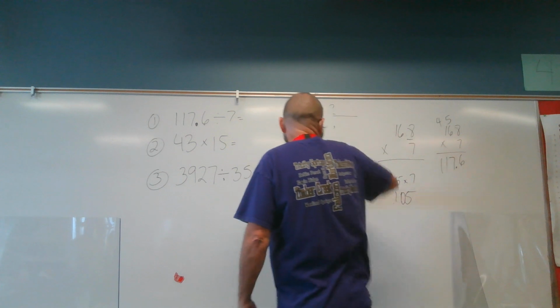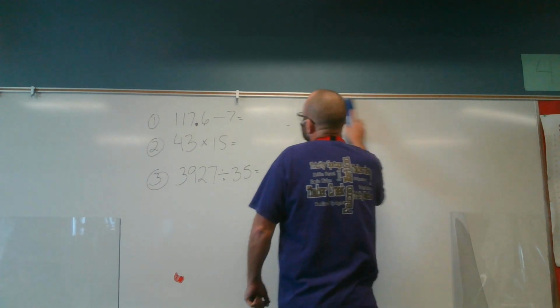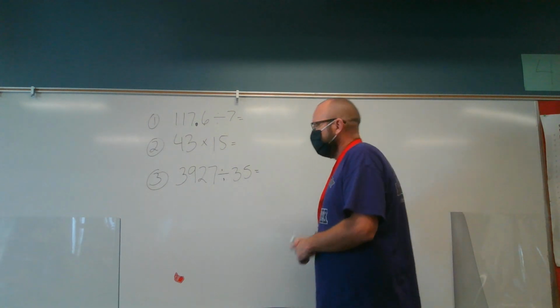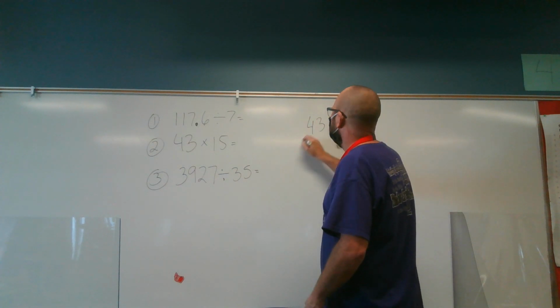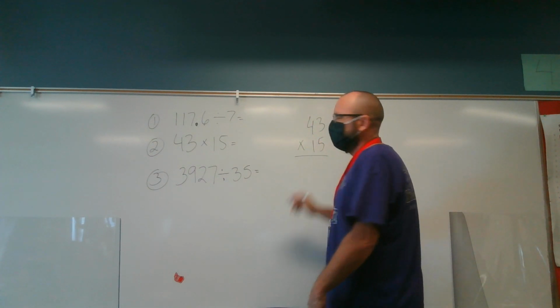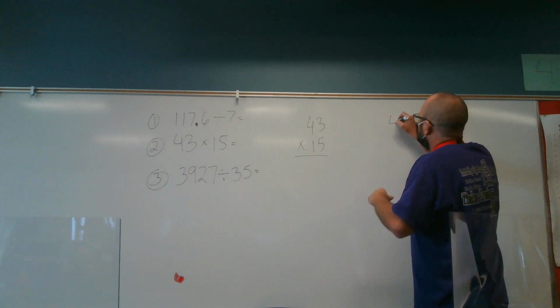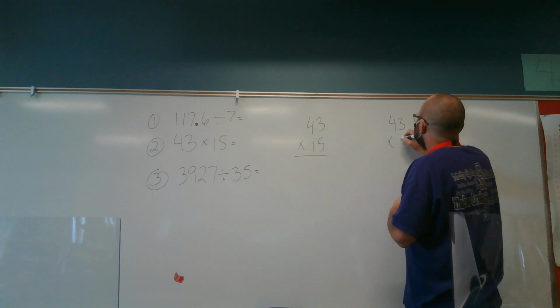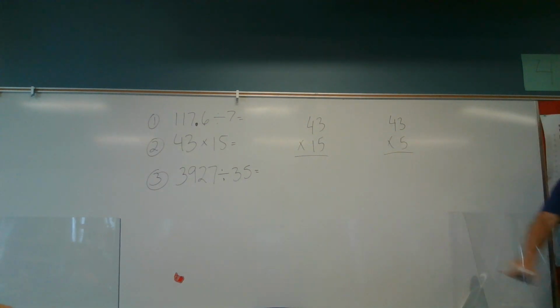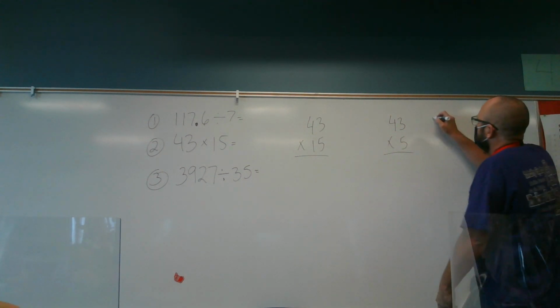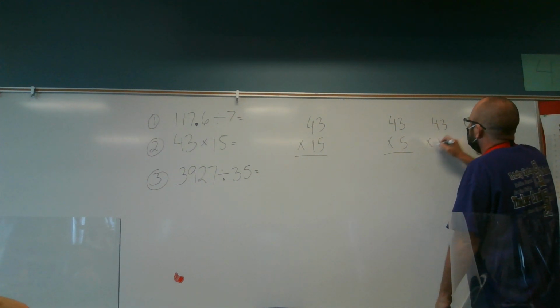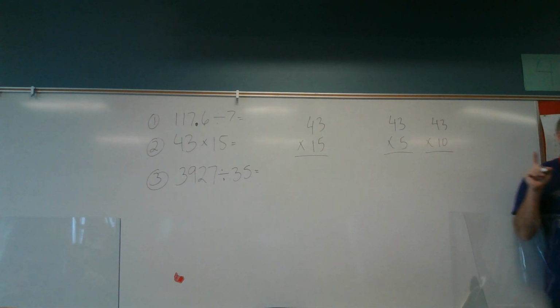That is the first problem. Then we're going to do an easy one, 43 multiplied by 15. If I want to break it down into smaller parts, and make it visually more appealing for myself, I can make it 43 times 5, because that 5 is in the ones place. I can make it 43 times 10, because that 1 is in the tens place.